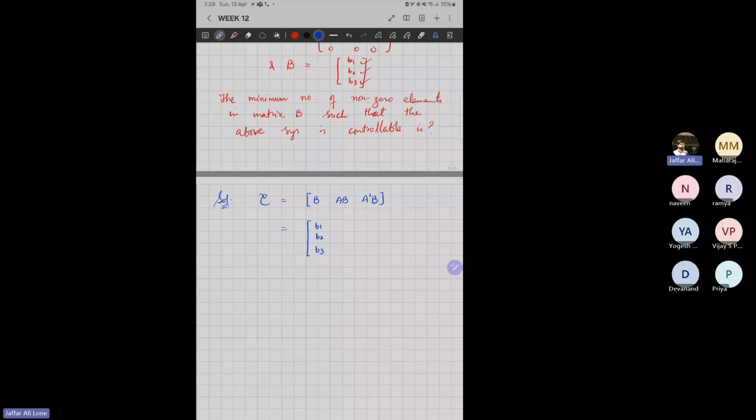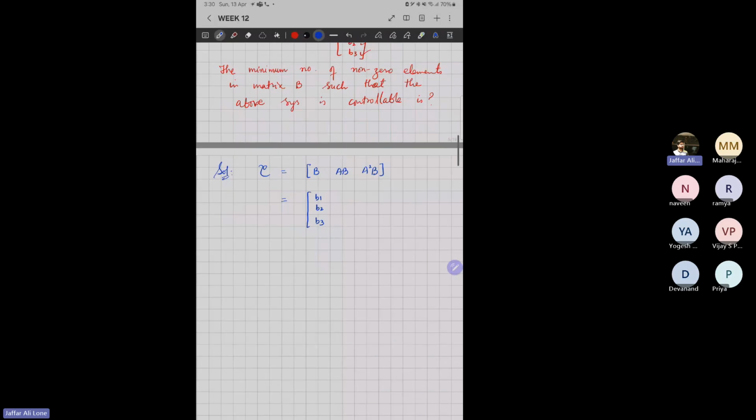Or if you want me to compute at least once, AB and A square B, or if you feel it's straightforward, then no need. Should I compute it? Yes, sir. Okay, let's compute AB. For a 3x3 system, my AB is 0, A1, 0, 0, 0, A2, 0, 0, 0.